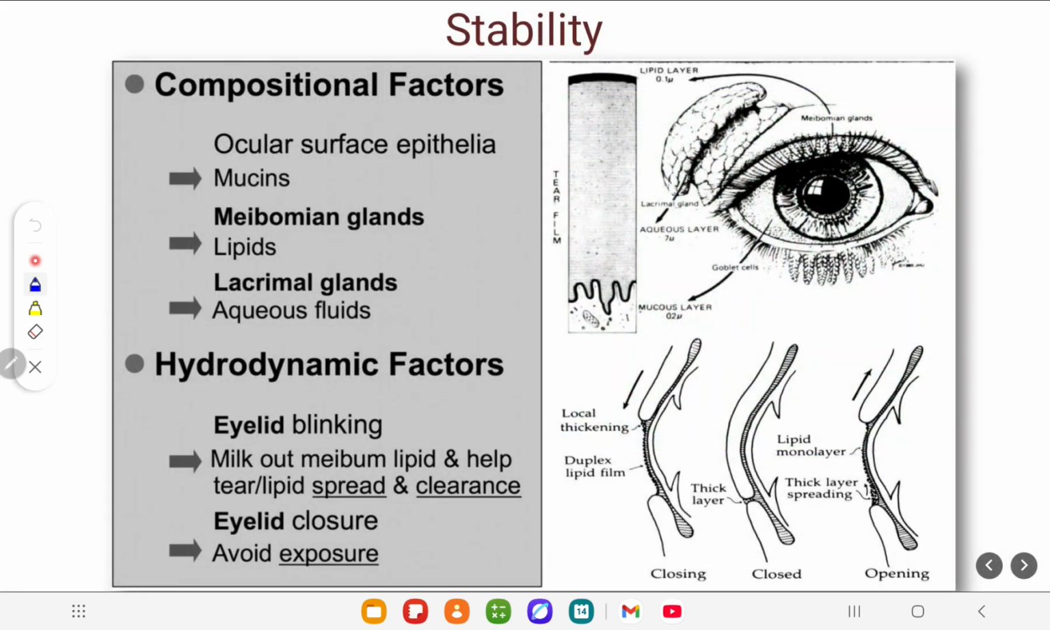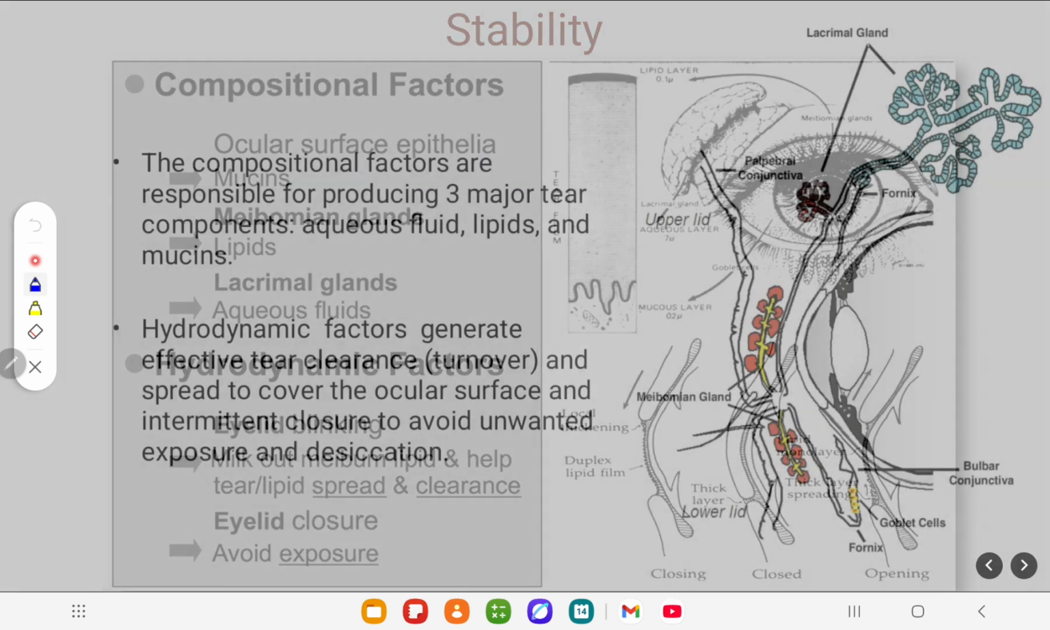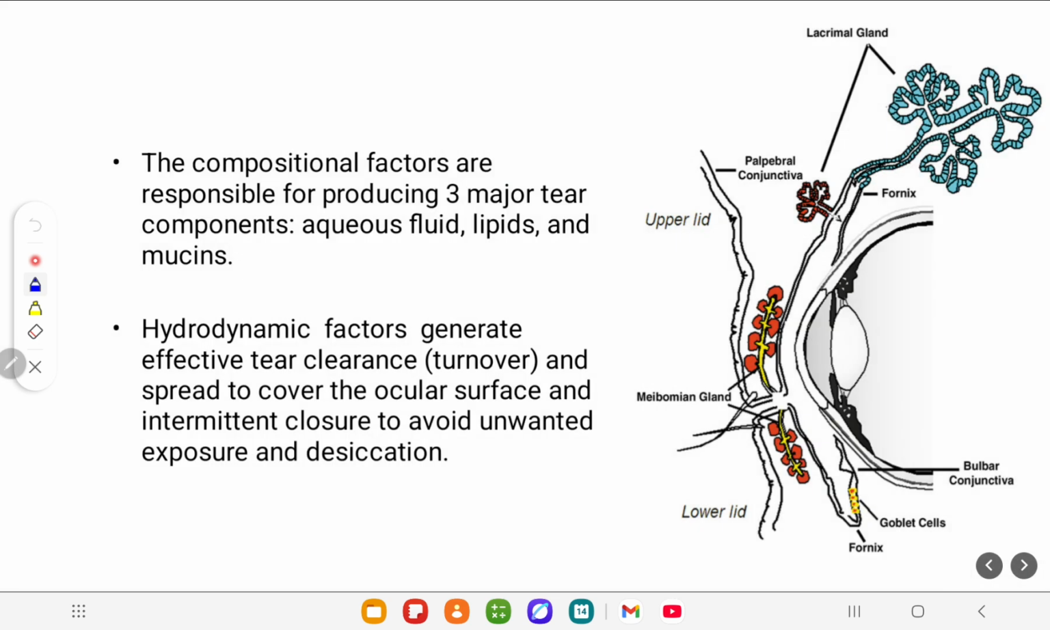Okay, so the compositional factors, as we know already: the ocular surface epithelium, basically the goblet cells, produce mucin, the meibomian glands produce lipid, and the lacrimal gland produces aqueous, isn't it? The hydrodynamic factors are eyelid blinking, which opens and spreads, and clearance. So eyelid closure avoids exposure. The compositional factors are responsible for producing the three major tear components: aqueous, lipid, and mucins.